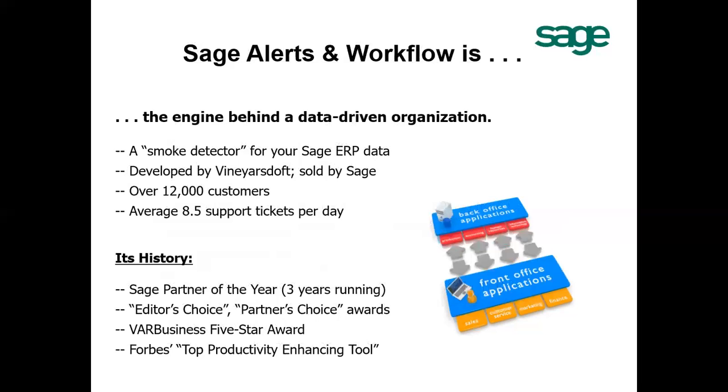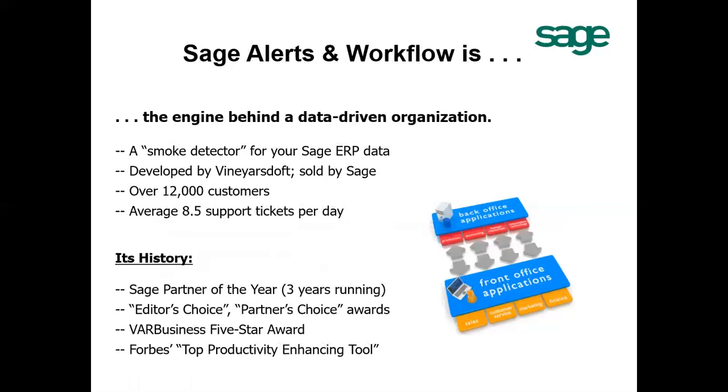That's the company that I'm with. And today we have just over 12,000 organizations using this technology worldwide, which makes Sage Alerts and Workflow the most widely used technology of its kind on the market. Now, that 12,000 customers is a fine number, but quite honestly, I think the number beneath it is much more important.